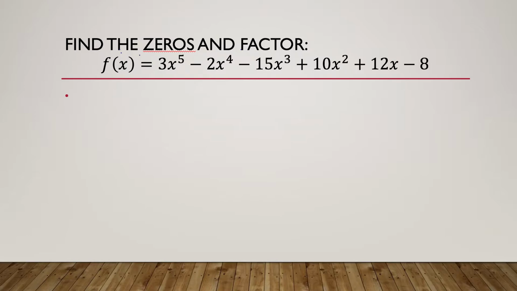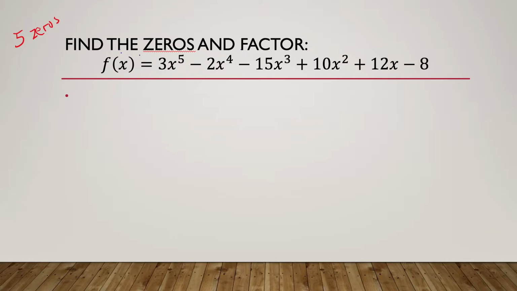Okay, and notice that our polynomial is fifth degree. All right, the highest exponent is 5, which means that we would expect to have 5 zeros when we're done. All right, so let's go ahead and get started. I'm just going to write down that we expect 5 zeros, so we keep that in mind. All right, so let's do our rational zero theorem.